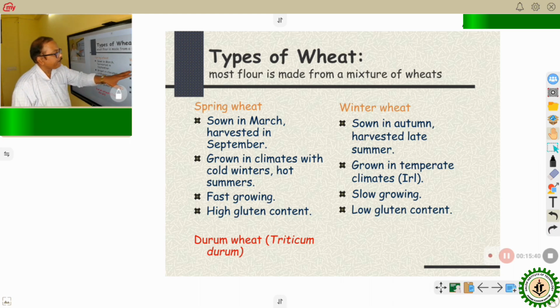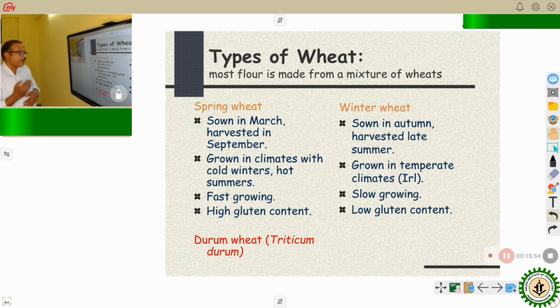Winter wheat variety is sown in autumn and harvested in late summer. There are two varieties among them: one is a soft variety and the other a hard variety. The higher the protein content of the wheat, the harder the kernel will be, while with lower protein content, it will be softer.